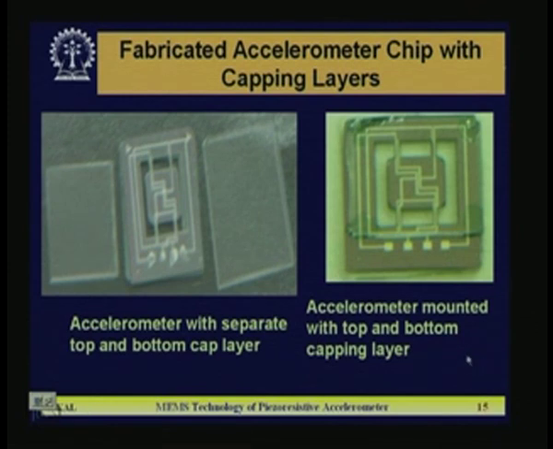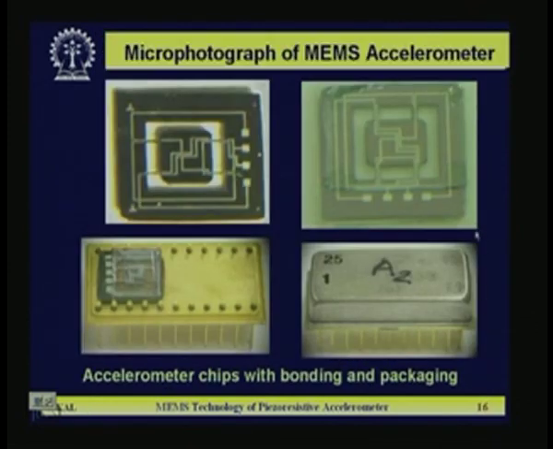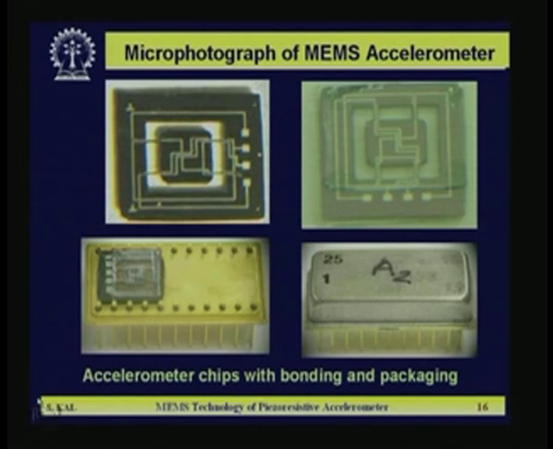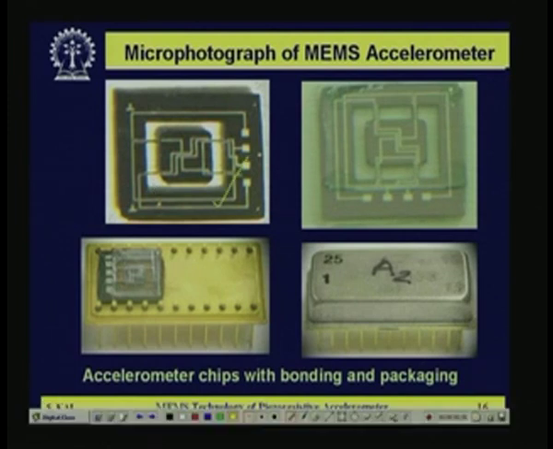Now in the next step you have to package it. So you see, again I have repeated, this is the middle layer. Now the top and bottom cap layers you have bonded, this is this one. After that, what is the next step? Step 1, step 2, then the next step, step 3 is here.